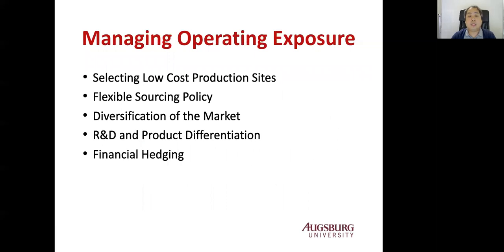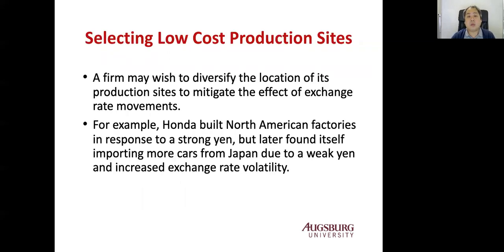So how to manage this operating exposure? They show 5 ways. I skipped the way to use complicated calculation. I just want to explain how they do. So first one is selecting low-cost production site. They can change the production site, right? So they may wish to diversify the location of its production site to mitigate the effect of exchange rate movement.